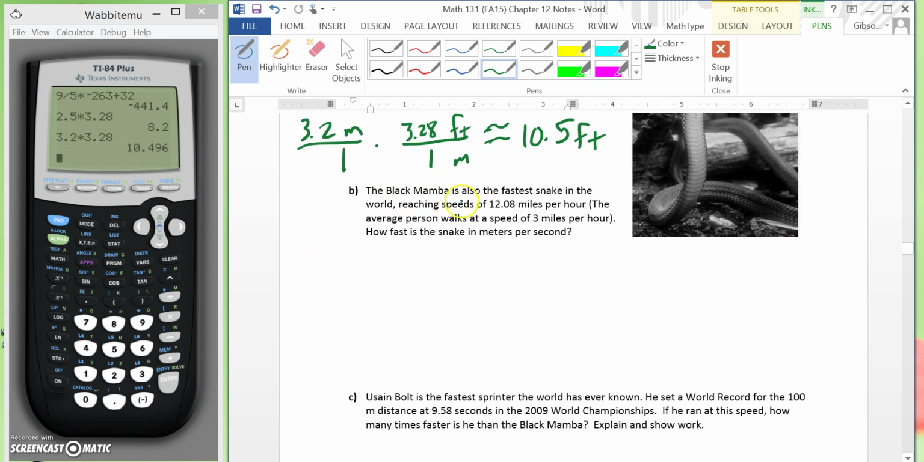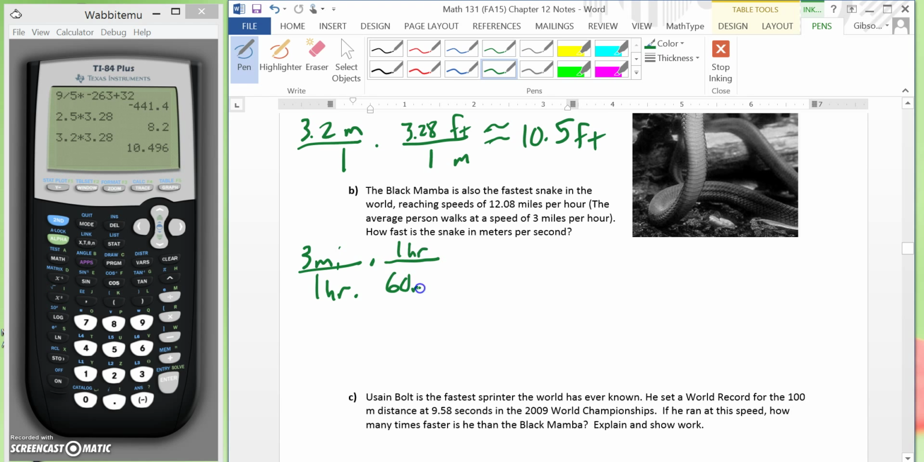Okay, now B. The black mamba is also the fastest snake in the world, reaching speeds of 12.08 miles per hour. The average person walks at a speed of 3 miles per hour. How fast is the snake in meters per second? Okay, so we'll take 3 miles every 1 hour. Now, we want to change miles to meters and hours to seconds. So first, let's deal with the hours.